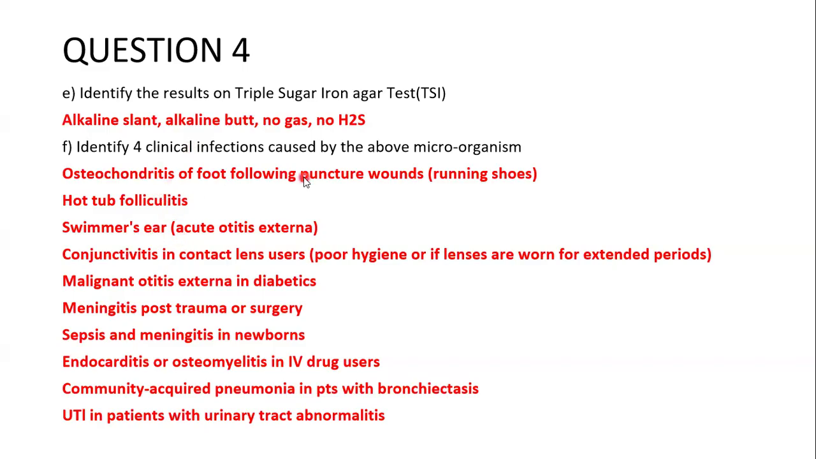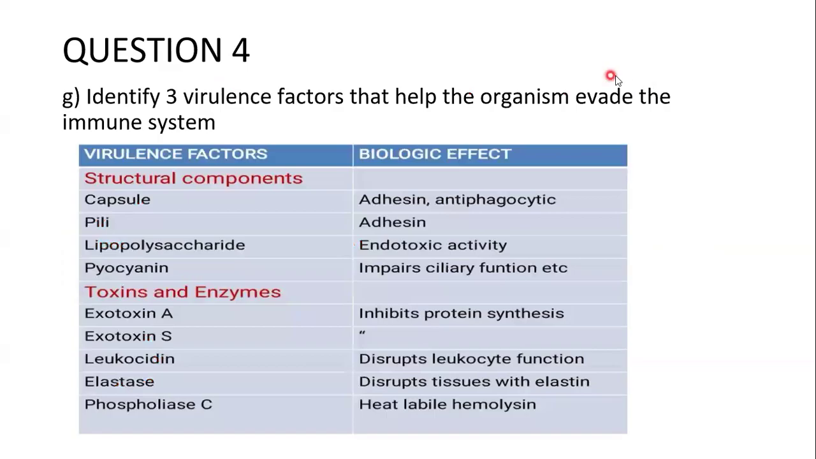Okay, so these are directly from your notes. And then the virulence factors. So here they are, starting from the outside. Structurally, we have the capsule. Capsule is always antiphagocytic. Pili, which is an adhesin. Lipopolysaccharide, endotoxic activity. Pyocyanin, these are the, what are they called? The pigments it produces. Impairs ciliary function.